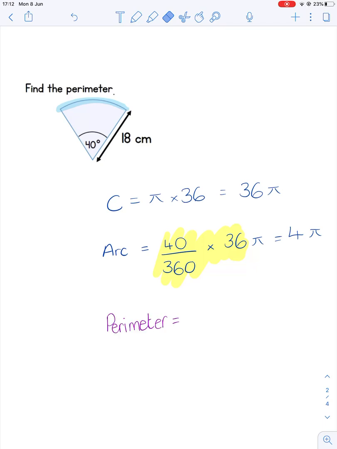So I need to add on these 2 straight lines as well to my 4 pi. So it's going to actually be 4 pi plus 18 plus 18. So 4 pi plus 36.